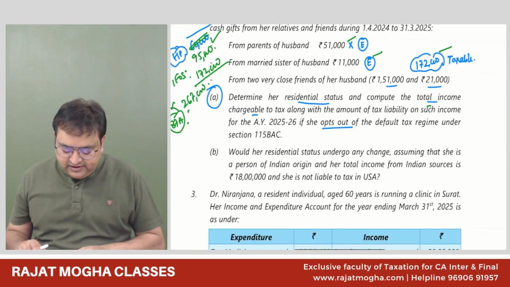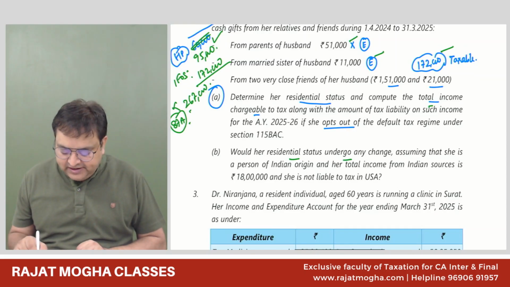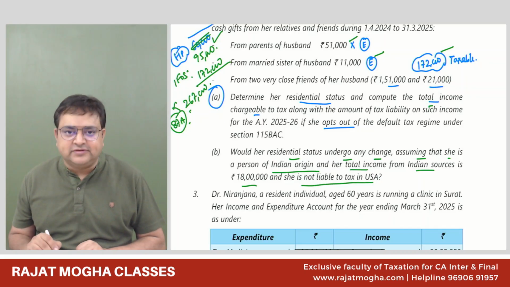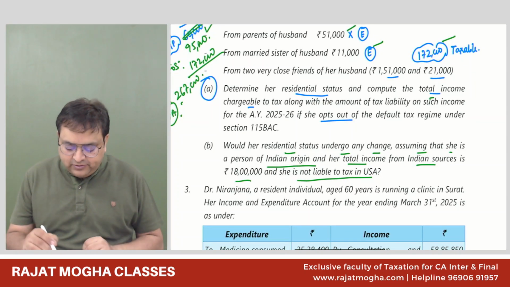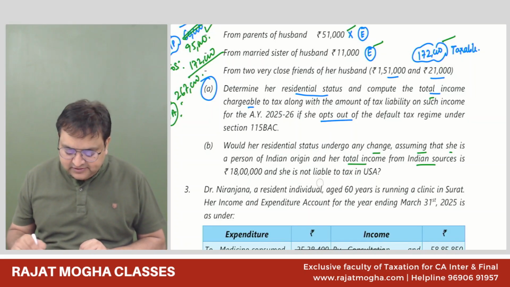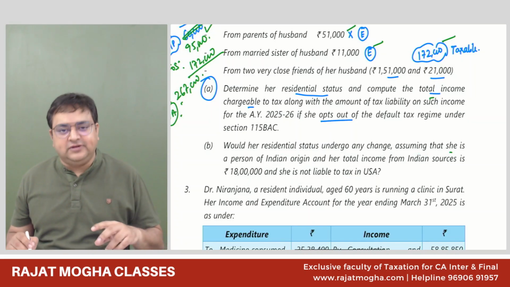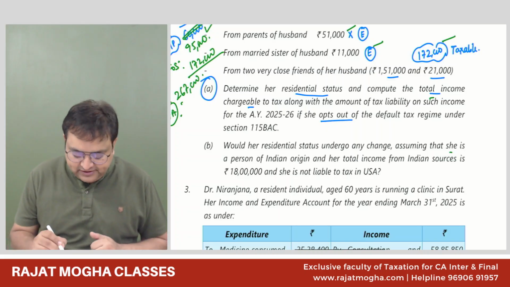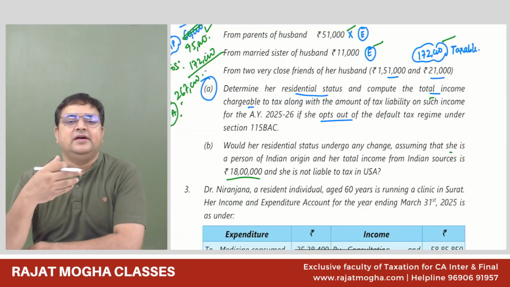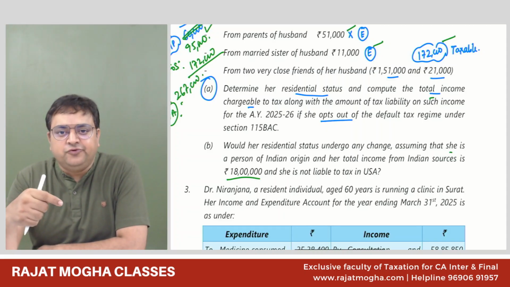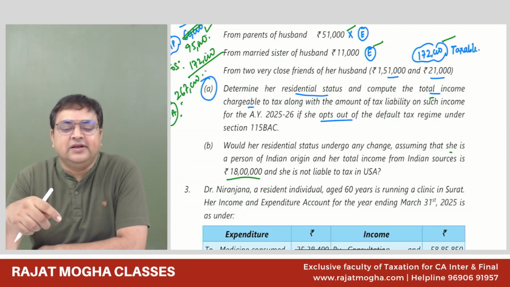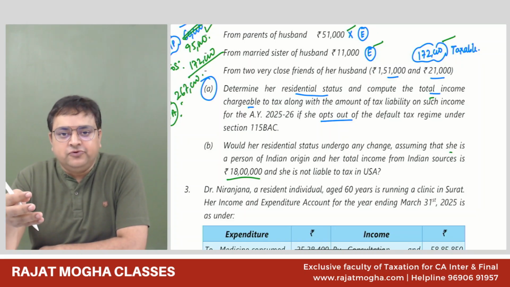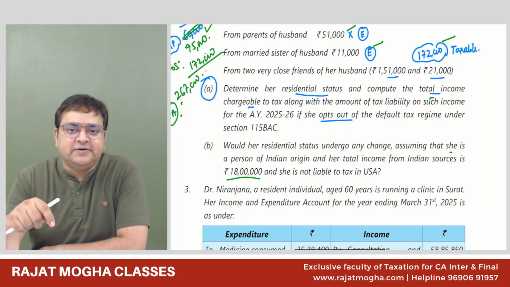Then they are asking, would her residential status undergo any change, assuming that she is a person of Indian origin and her total income from Indian sources is 18 lakh and she is not liable to tax in US? Okay. So they are now telling me that her Indian source income is 18 lakh rupees. So we understand that there is a special provision that when your Indian source income is more than 15 lakh rupees, then also you can become a resident because of the special provisions.